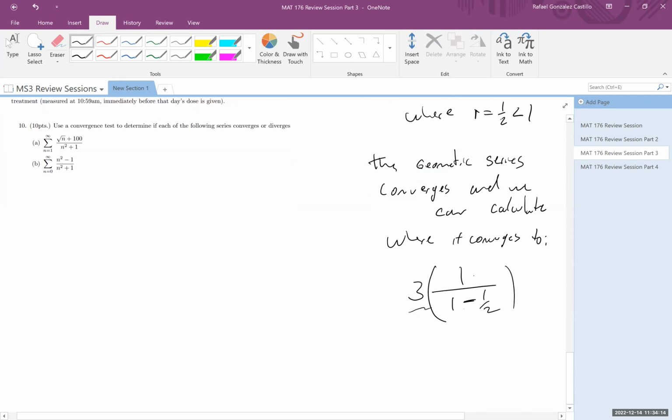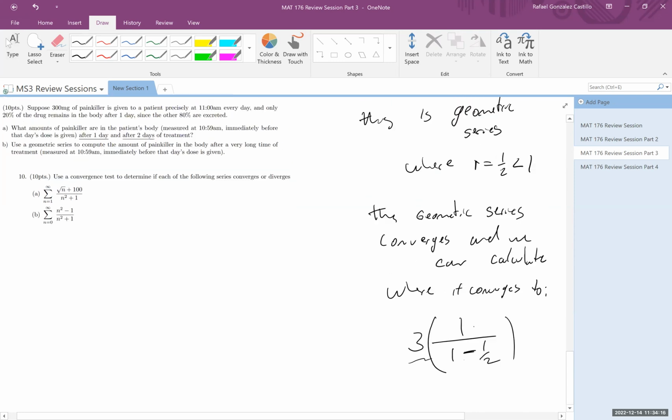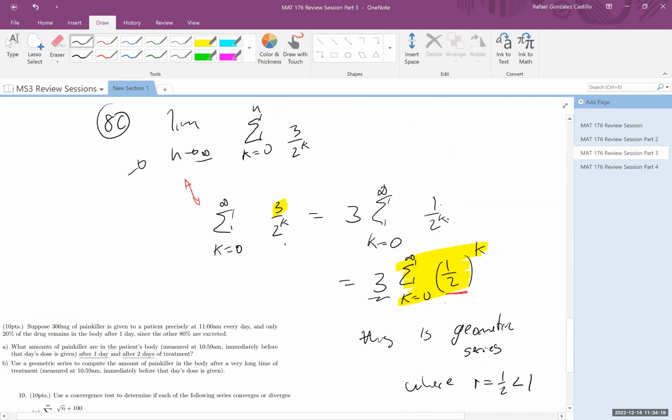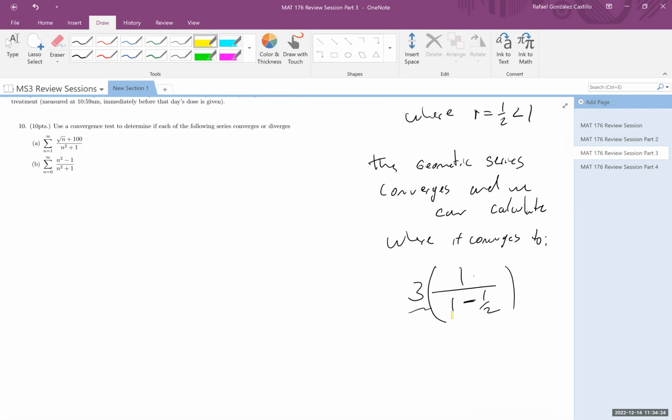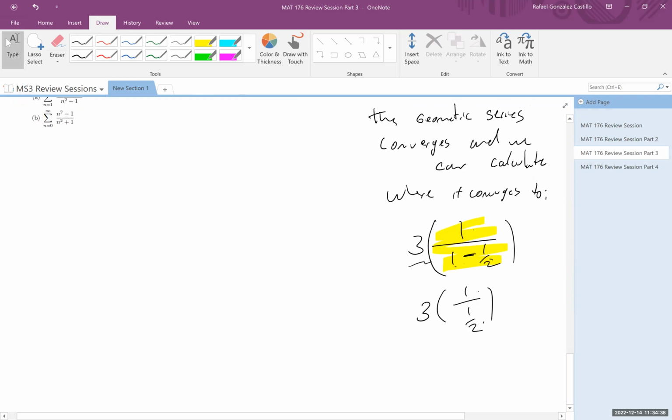The 3 that I have outside simply comes from the fact that we're multiplying the series by this 3 up here. The geometric series by itself converges to this. It's just that we have to multiply by 3 because we factored a 3 out. But this is really 3 times 1 over 1/2. 1 over 1/2 is just 2. You could again use the keep change flip method. So this is equal to 3 times 2, which is 6. So we get that this geometric series converges, and we actually found out where it converges to.